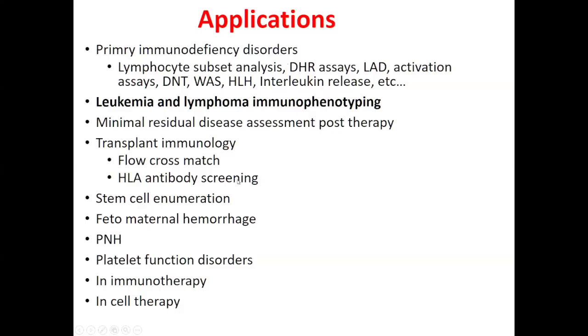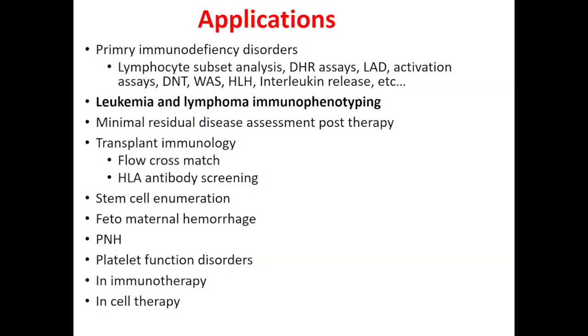Applications, I'll just finish off. So now there are a lot of applications. Primary immunodeficiency disorder is actually a group where you have a lot of flow assays, starting from a basic lymphocyte subset, extended lymphocyte subset, DHR, LAD, DNTs, VAS, HLH, and so on. But whenever we ask about applications of flow, people say leukemia lymphoma. Yeah, leukemia lymphoma is there, but beyond that there are other applications like PID. PID is coming up in a great way.